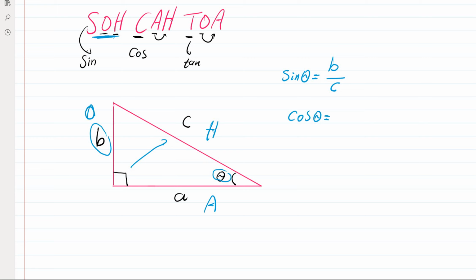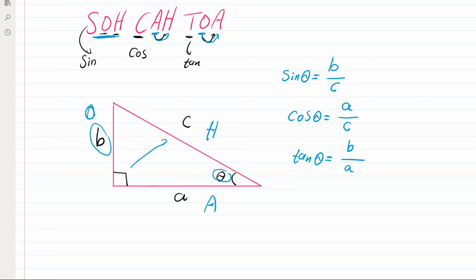About cosine theta. Cosine theta equals how much? Adjacent, SOHCAHTOA, right? So A over H. So how much is a, small a, over H, the hypotenuse, which is c. And finally, tangent or tan theta equals how much? TOA, which is O over A. So O is b, and A is small a. So this is how to write the trigonometry ratios.